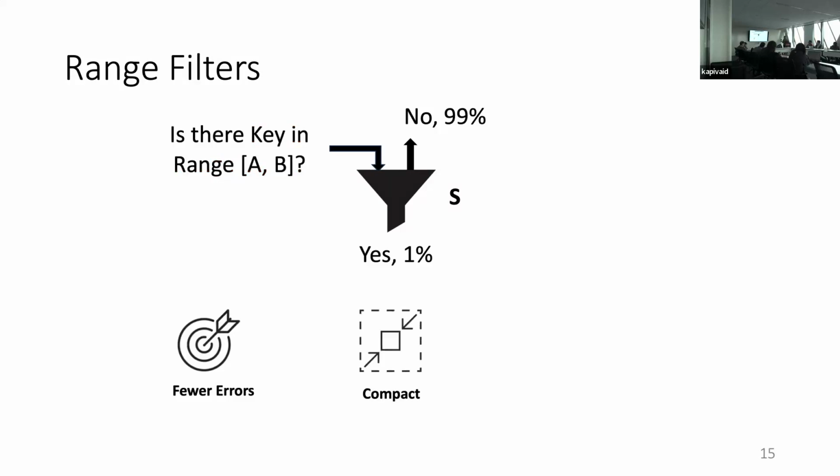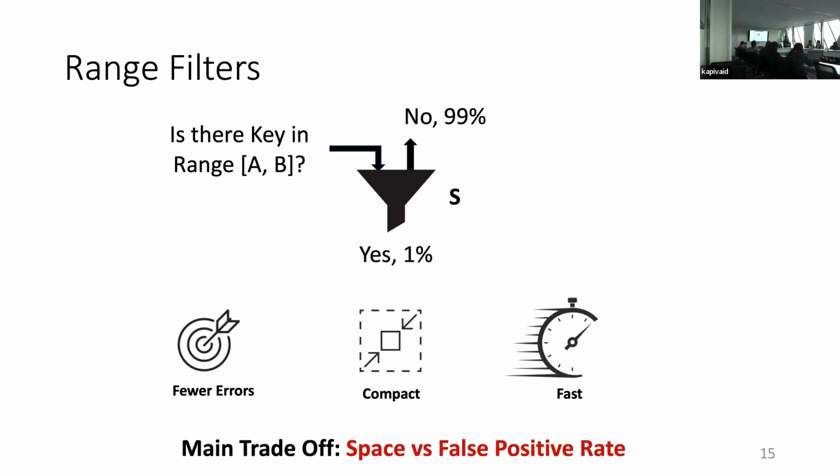The second thing is they should be quite compact. Since they are stored in memory, we don't want to waste a lot of memory, so they should be as small as possible. And they should be quite fast. It should be faster than the slow device access that we are trying to avoid. So generally, the filters are quite fast. So the main trade-off turns out to be between the space used by the filter and the false positive rate of the filter. So this is the main trade-off that we'll be looking at. So hopefully the functionality of these range filters is clear and where they're applied is clear.